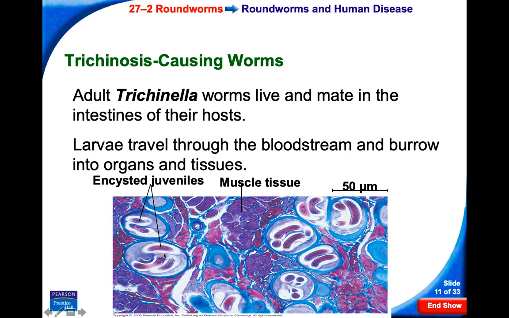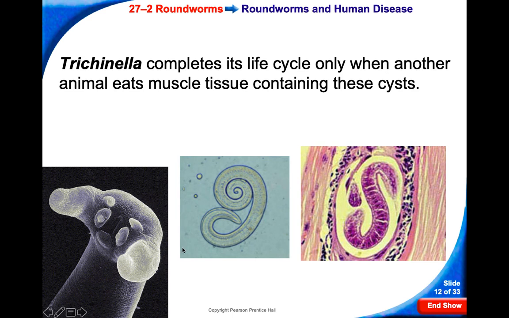But yeah, these cysts are basically in a dormant state, inactive. The way that they become active is if that meat that contains those cysts gets eaten by another individual. So Trichinella, this worm, will complete its life cycle when another animal eats the muscle tissue that has these cysts inside of it. And here you can see a cyst actually embedded in the muscle tissue.